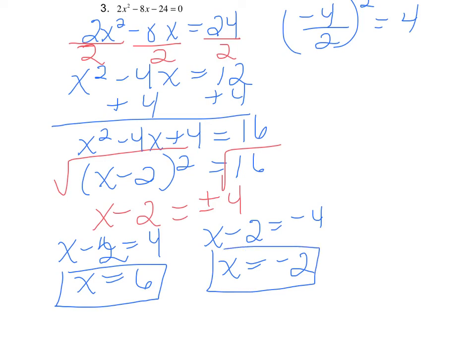Now, what do you mean, Mrs. Carr? You know they both work. Well, let's talk about that a little bit. I would take the 6 and plug it back into the original equation. So 6 squared is 36. 36 times 2 is 72. 8 times 6 is 48. So if I subtract 72 minus 48, I get 24. And then 24 minus 24 is 0. So it works. And then you'd have to do the same thing for the -2.